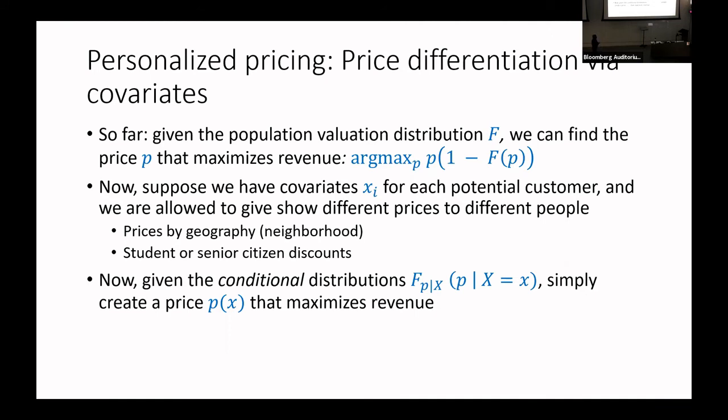And then you just create a price Px that maximizes revenue for this distribution. So you just solve the same exact problem that I just said to solve, but now you solve it separately for each covariate type. And this is just the previous equation, but now there are x's everywhere.